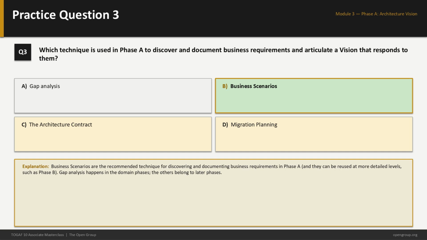Question 3. Which technique is used in phase A to discover and document business requirements and articulate a vision that responds to them? Pause to consider your answer. The correct answer is B. Business scenarios. Business scenarios are the recommended technique for discovering and documenting business requirements in Phase A, and they can be reused at more detailed levels, such as Phase B. Gap analysis happens in the domain phases, the others belong to later phases.